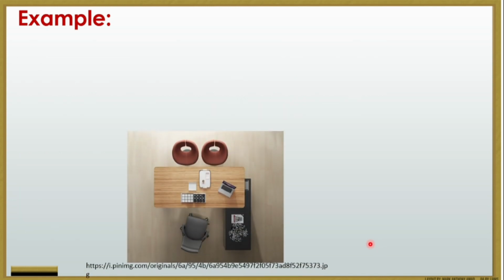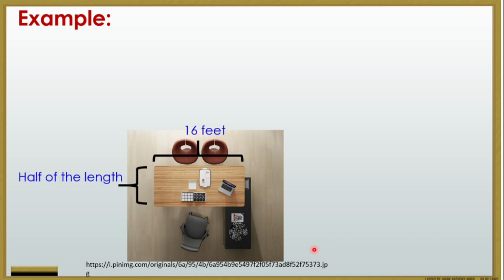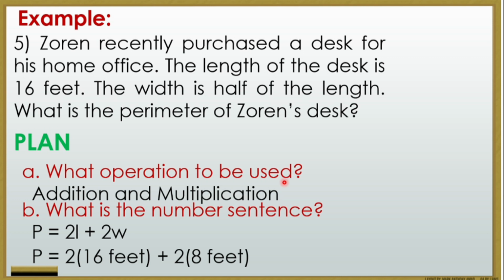And then, this would be the visual representation. This would be 16 feet for the length, and this would be the width. Now, if this is 16, half of it is 8. So the value of the width is 8. Okay, next, we're going to plan. What operation is to be used? Addition and multiplication. Then, what is the number sentence?